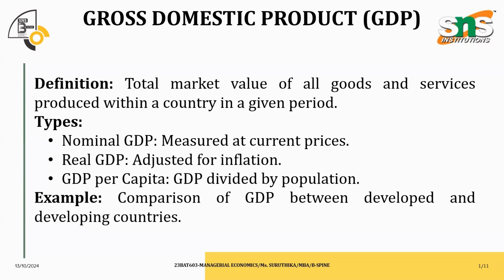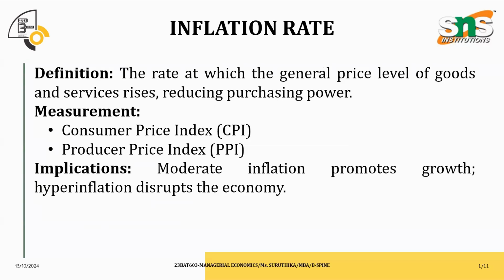There are several types of GDP. One is nominal GDP, which is measured at current prices. Two is real GDP, which is generally adjusted for inflation. Three is GDP per capita, which is GDP divided by the total population of the country. So comparing GDP between developed and developing countries is one good aspect of identifying how successfully the economy is functioning.